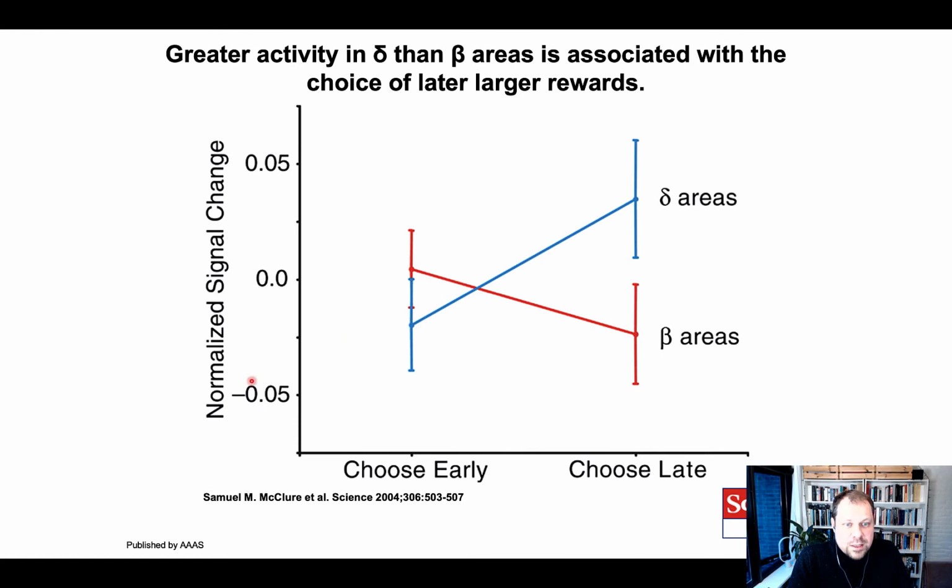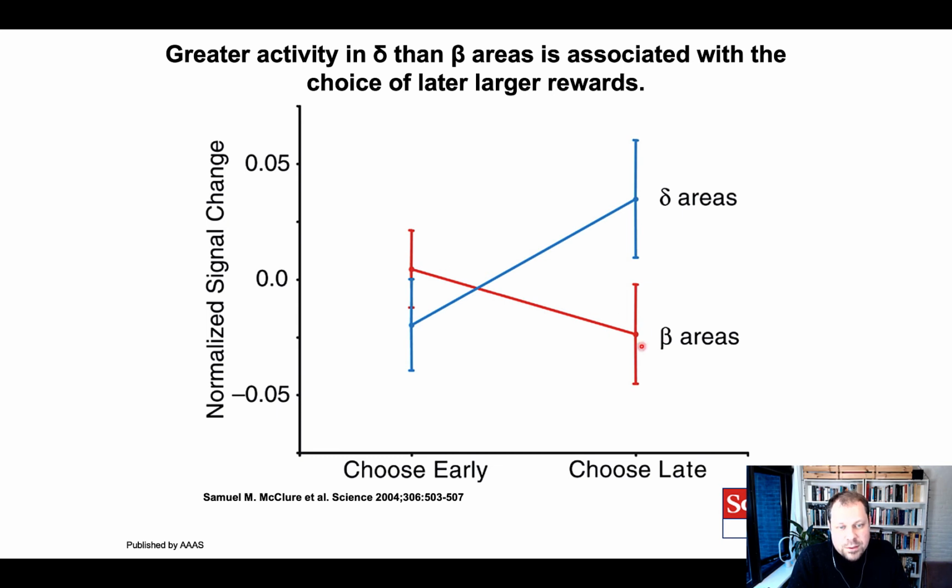An additional finding is also that there's greater activity in delta areas than beta areas when people are choosing later and larger rewards. So this is an indication for the hypothesis that I voiced earlier, namely that delta areas are involved in choosing the delayed rewards, whereas beta areas would be then suppressed if we choose the later but larger outcome. There's no difference between these two regions when participants chose earlier outcomes, so immediate outcomes. But there's a trend, obviously, suggesting that beta areas may be more activated there.